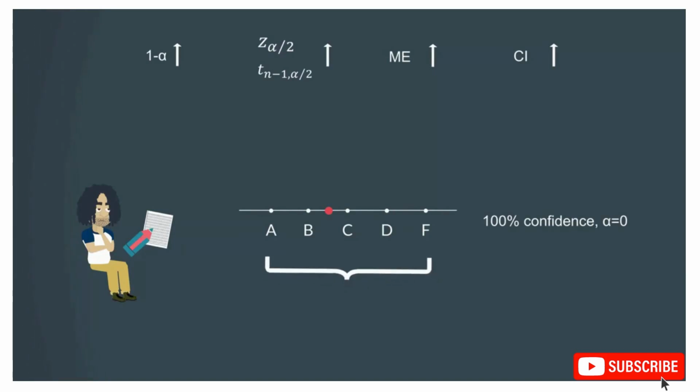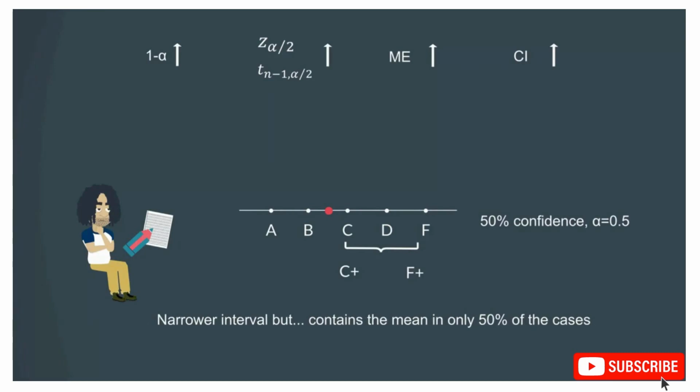Now, if we lower the confidence level to 99%, we may end up with a confidence interval from F plus to A minus. Remember the interpretation. In 99% of the cases, the population mean falls in the interval. So, with a 50% confidence level, in 50% of the cases, the true mean will fall in the specified interval. The only scenario under which this is possible is if the interval is narrower.